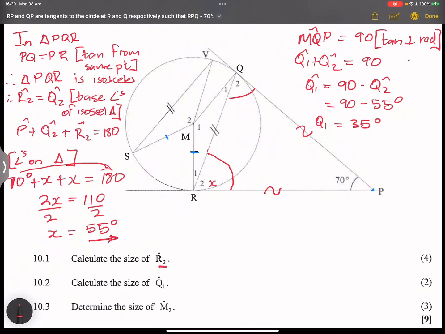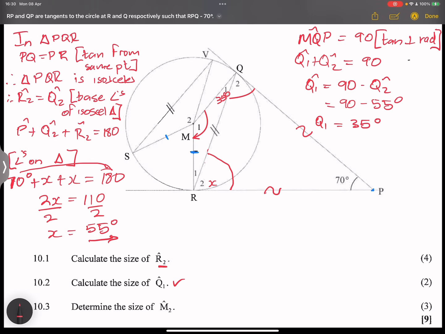Okay, so we found Q1 this time around. We know this is equal to 35 degrees. Now, how are we going to find the value of M2? Please note, ladies and gents, we can find the value of M1. So how are we going to do that?